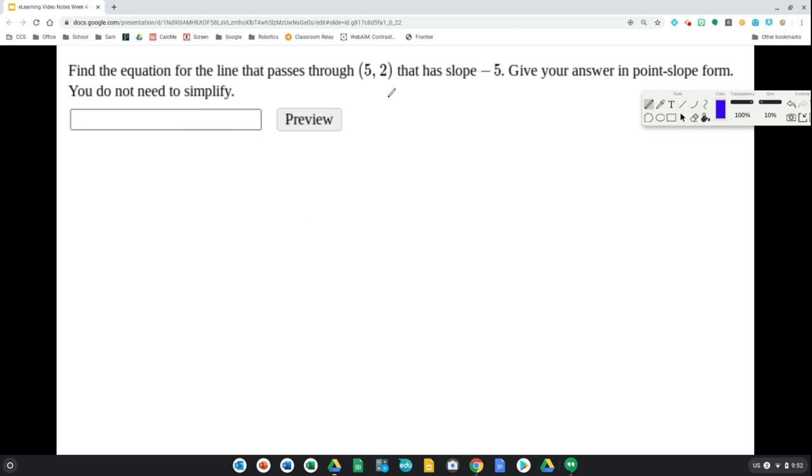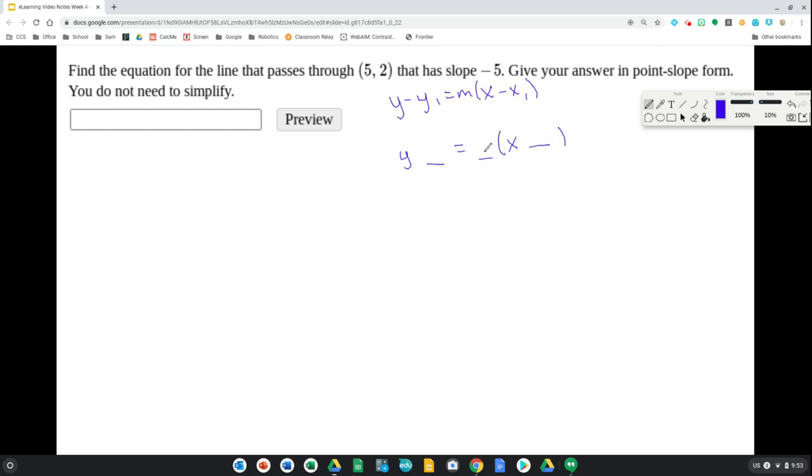So remember, that point-slope form equation looks like this. y minus y1 is equal to m times x minus x1. And while that looks complicated, basically it comes down to three blanks that you need to fill in. This y, to start with, is always there. The equal sign is always there. And the parenthesis with the x is always there. We need to fill in these three spots.